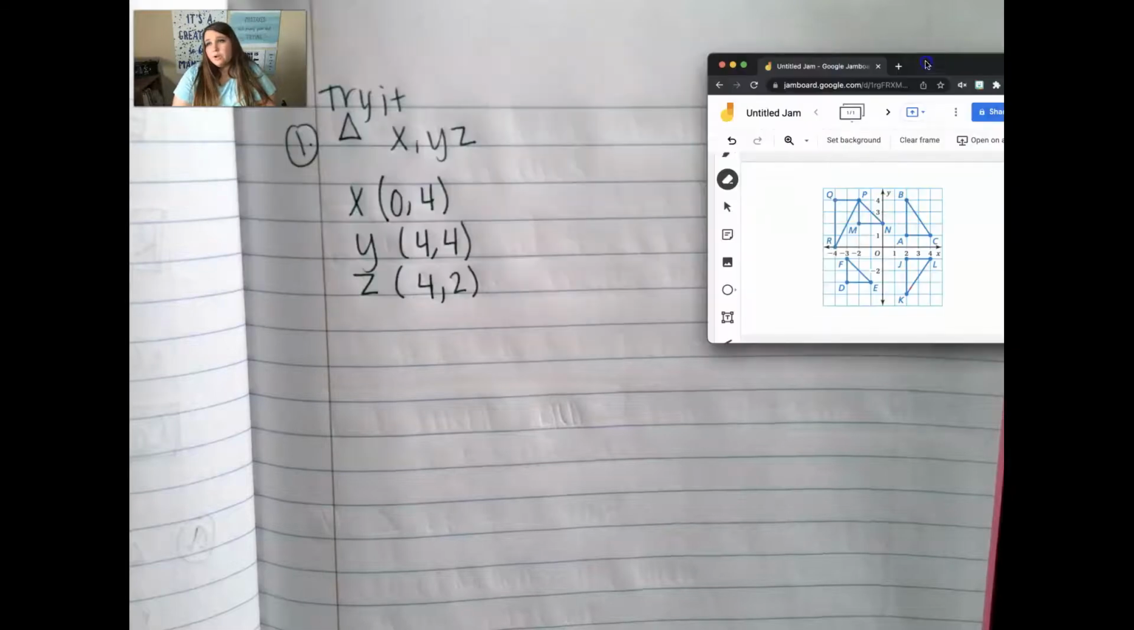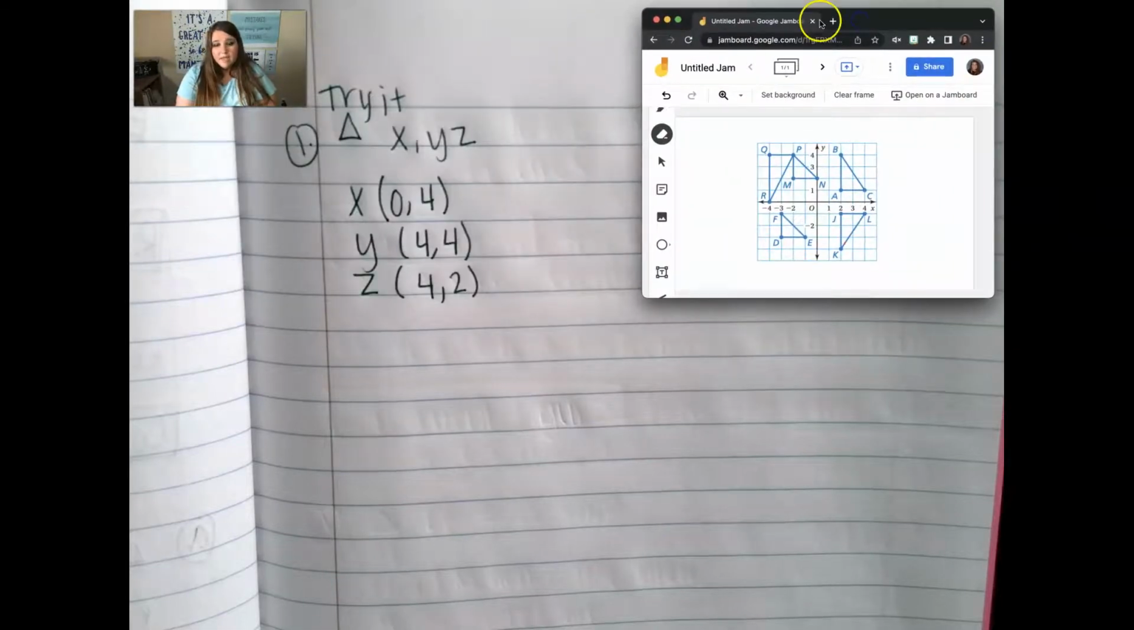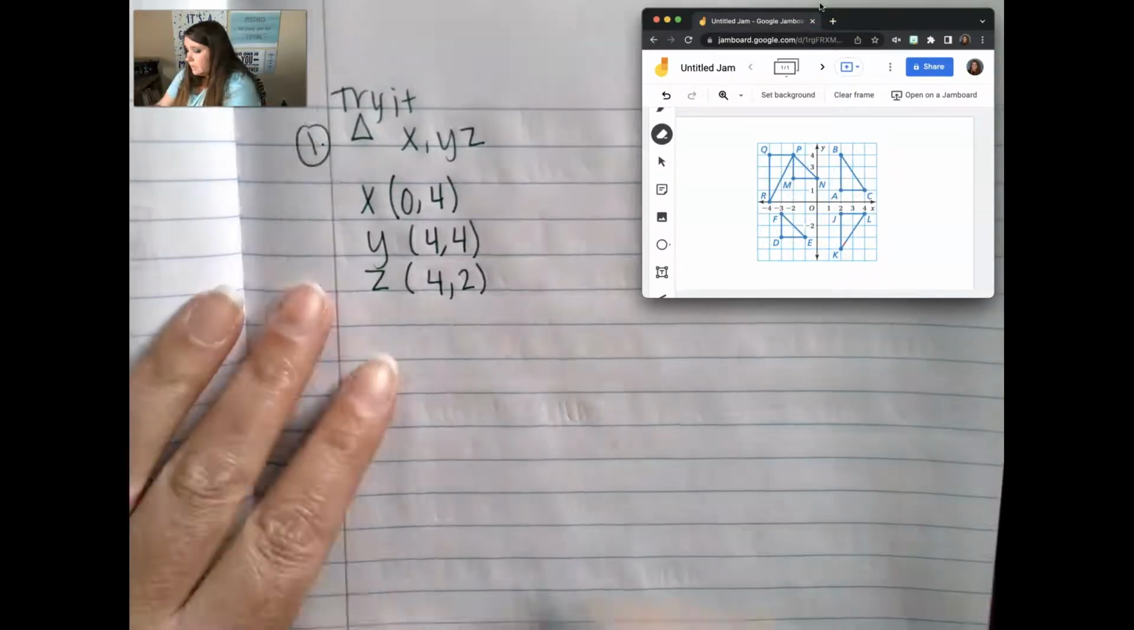So I'm going to erase all of the lines here so that we can see it a little bit better. If we're using this exact same figure, they want to know, are there any triangles that are congruent, and to explain.